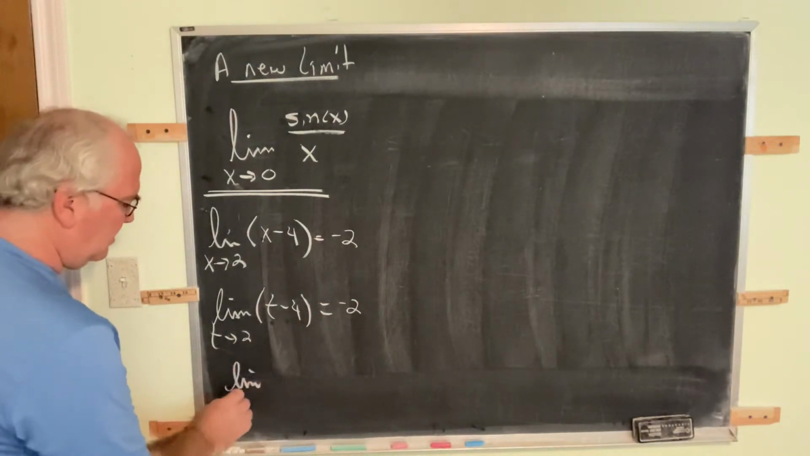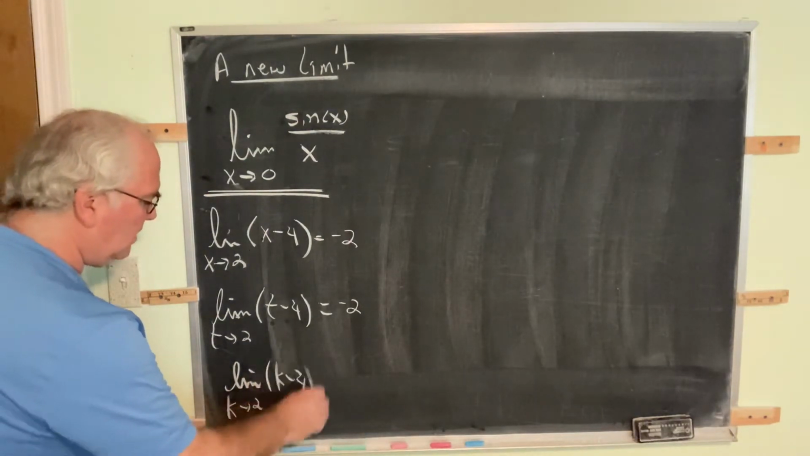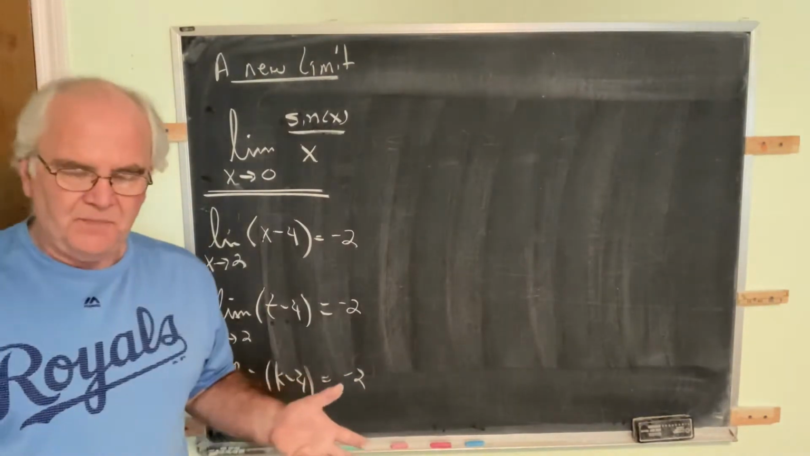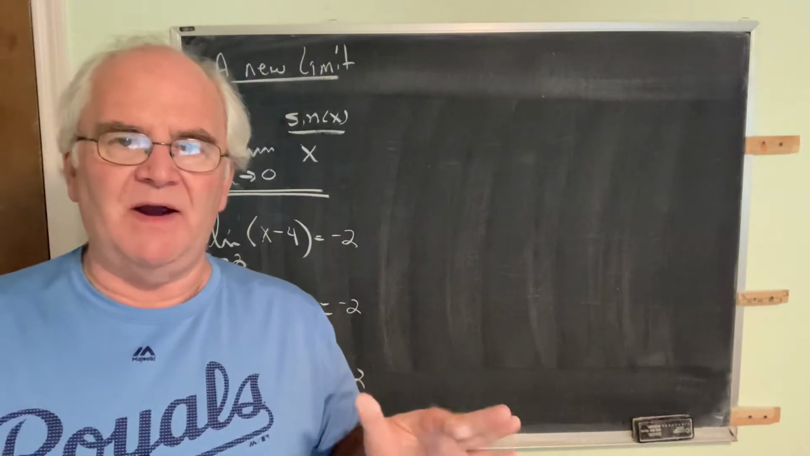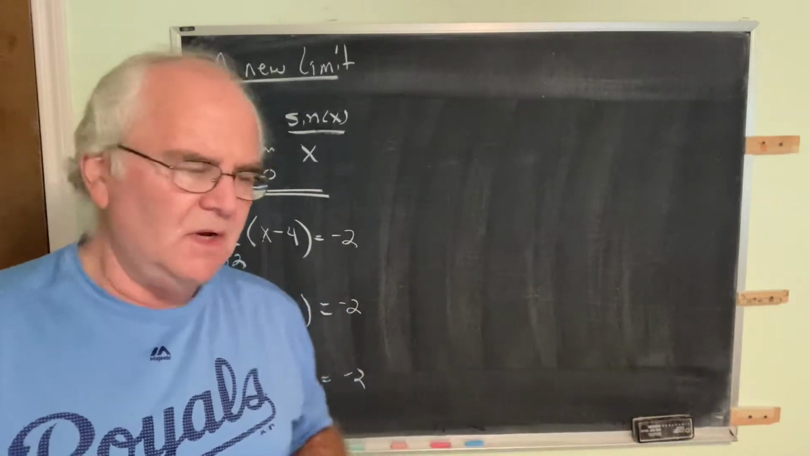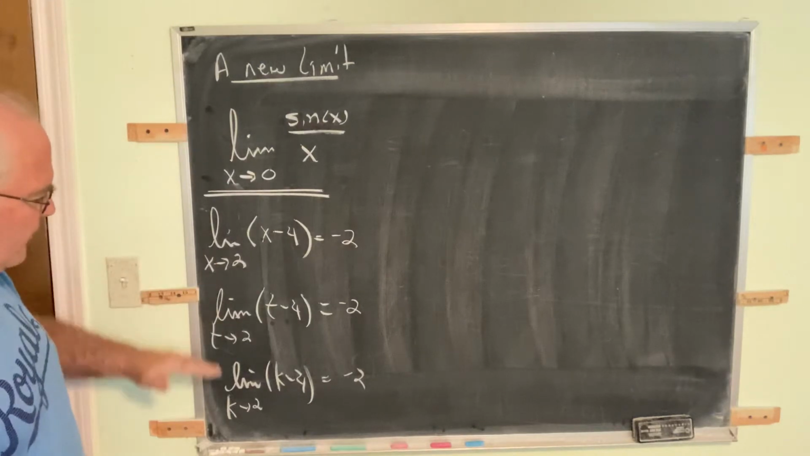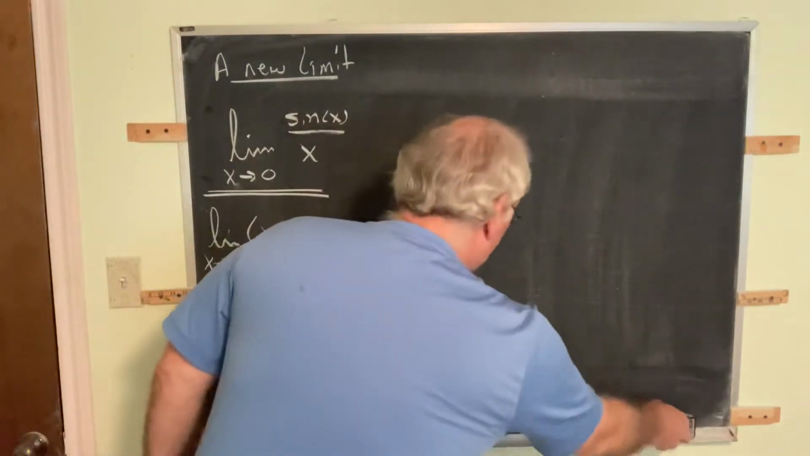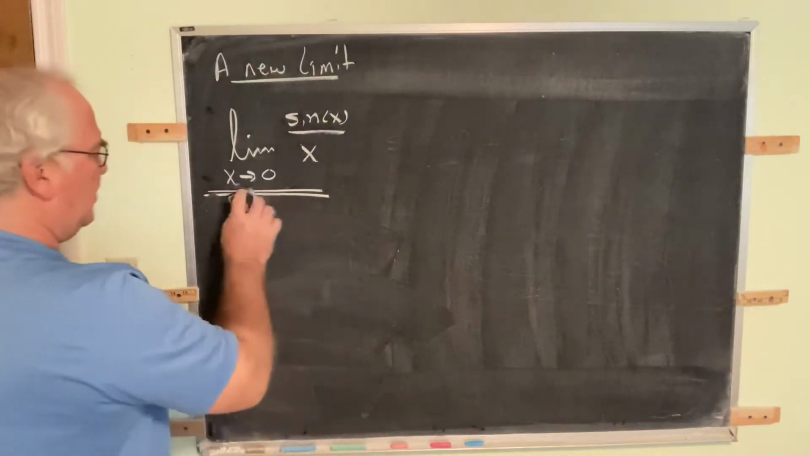What if I have a different variable? Limit as k goes to 2 of k minus 4. Well, that's still negative 2. Is it clear? The variable we pick does not matter. If the variable you pick doesn't matter, there's a phrase we use: it's a dummy variable. It's not inherent in the problem, it's just representing a generic value. And so we are free to choose whatever letter we like to represent the variable. And because I want to be able to use the letter x in a different context in just a minute, I'm going to rewrite this.